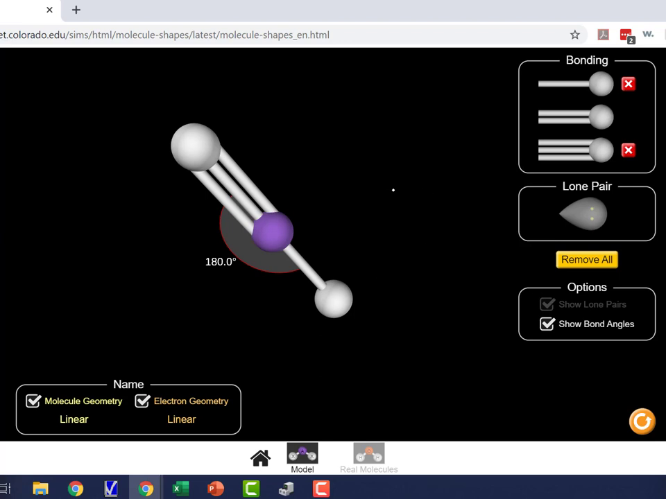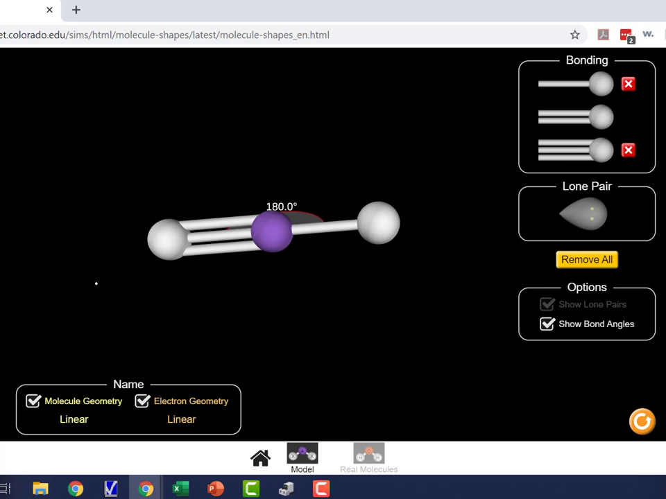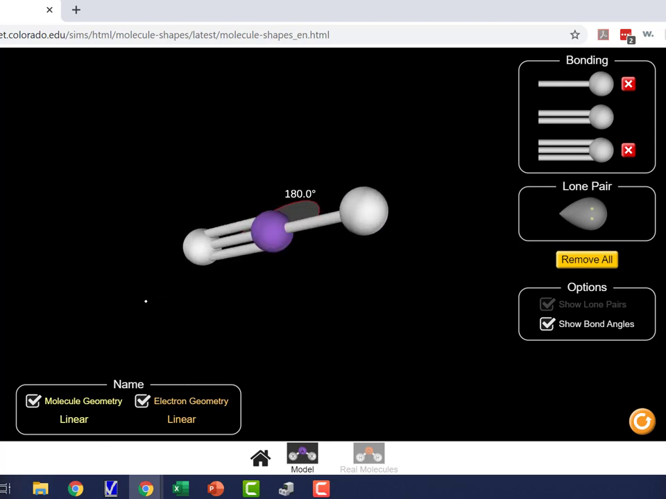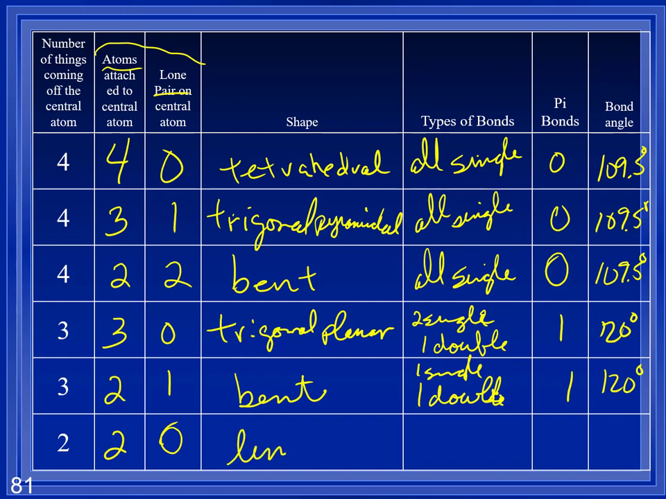So there's my thing. How far apart can 2 things get away from each other? 180 degrees. What shape is it? That's a line, right? Because if I turn on the end, everything disappears. So everything's lined up. So it's linear. And it had 2 pi bonds. And it was 180 degrees. And we had a triple bond in there, right? A triple and a single.